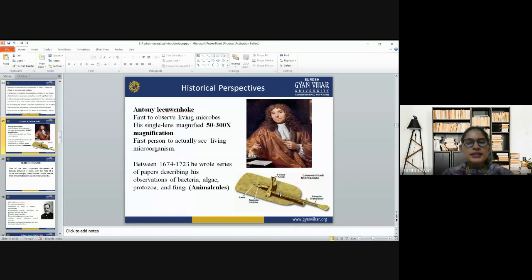Between 1674 and 1723, he wrote a series of papers describing his observations of bacteria, algae, protozoa, and fungi. As you can see, this first microscope contained a lens and a sample holder, which is also there nowadays, then a focus knob, and then a simple transducer. So this is a very simple microscope, and the first ever microscope invented, by Antony Leeuwenhoek.